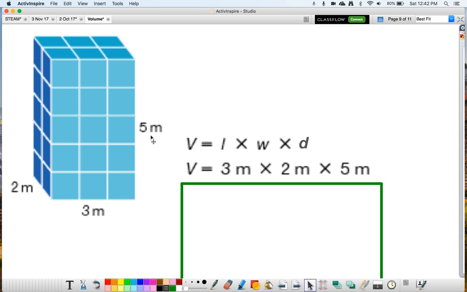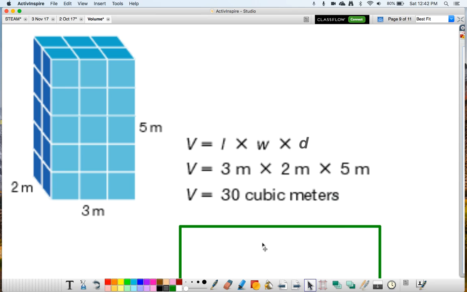And if I were to do that in my head, I would do, let's see, 2 times 3 is 6. So 6 times 5 would be 30. I would say this is 30 cubic meters. Yep, it's 30 cubic meters. The reason I said cubic is we not only multiplied the 5 times the 3 times the 2, but we multiplied the meters times the meters times the meters. And that would be meters cubed, or m to the third.